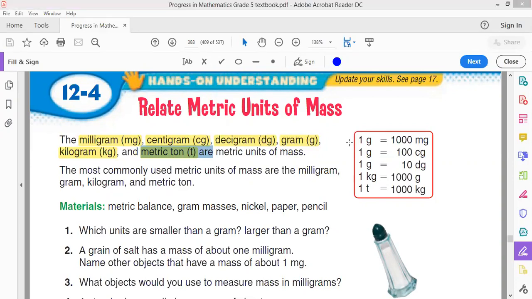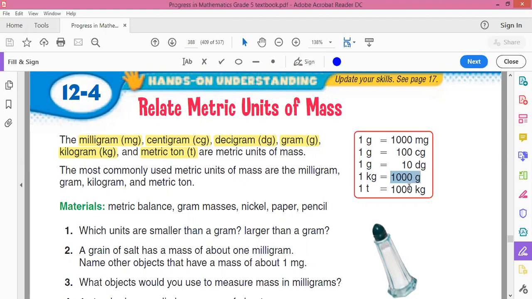And how do they relate with each other? As you can see in the box, 1 gram is equal to 1000 milligrams. In 1 gram, if you want to measure in centigrams, there are 100 centigrams. Then in 1 gram, there are 10 decigrams. Then 1 kilogram is equal to 1000 grams.